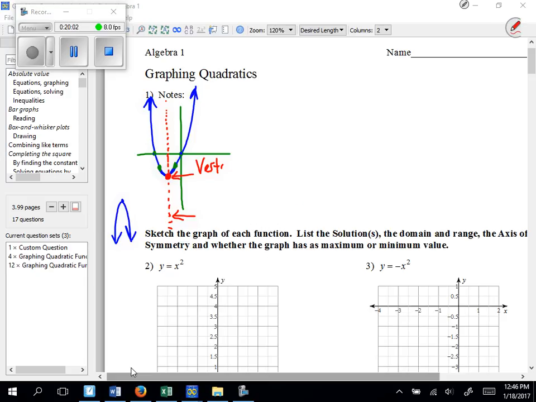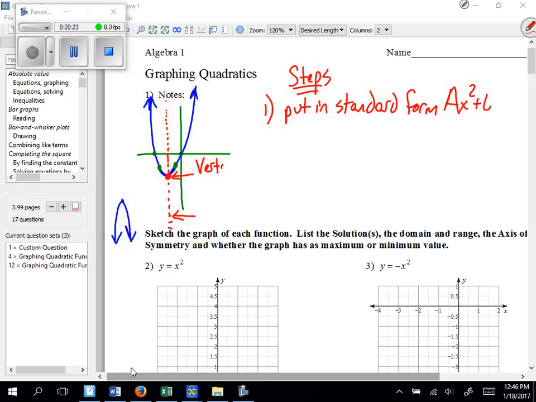Now, steps for you to graph. Hopefully you can fit this on the right-hand side. If you need a little bit more space, you can get some more space on a piece of paper. Your steps to graphing. Number 1, put in standard form. So that is ax squared plus bx plus c. So just make sure you always have that x squared part up first.